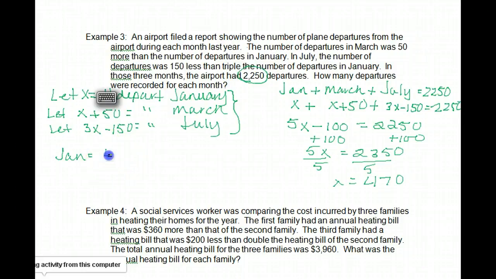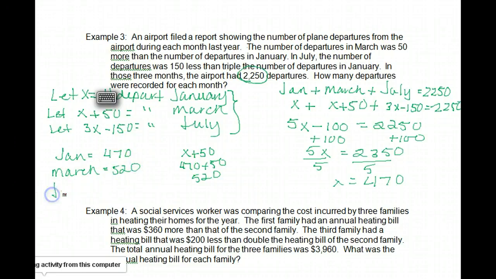Now please be reminded that we are solving for all 3 months, and the plain old X represented the departures in January. So in January, there were 470 departures. In March, we have to solve for that using our expression. March had X plus 50, so we're going to take 470 plus 50, and we will get 520. So March had 520 departures.